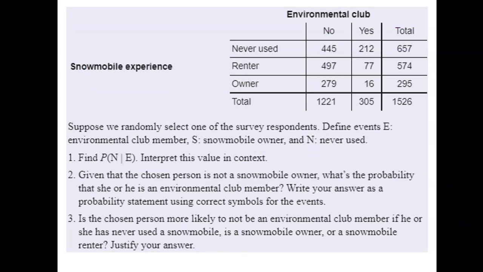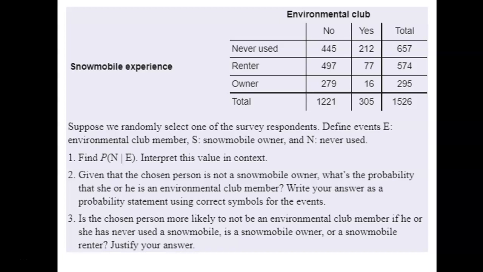So in a moment, you're going to want to pause the video and jot down your thoughts, but they want to find the probability of n given e. So they defined our events up top here. So the probability that they never use a snowmobile given that they are an environmental club member, and then interpret what that means. And then the second question, given that the chosen person is not a snowmobile owner, what's the probability that he or she is an environmental club member? And then they want you to use the fancy probability statement. And then, is the chosen person more likely to not be an environmental club member if he or she has never used a snowmobile, is a snowmobile owner, or a renter? Justify your answer. So pause the video, jot down some thoughts, and in a moment we'll see the answers.